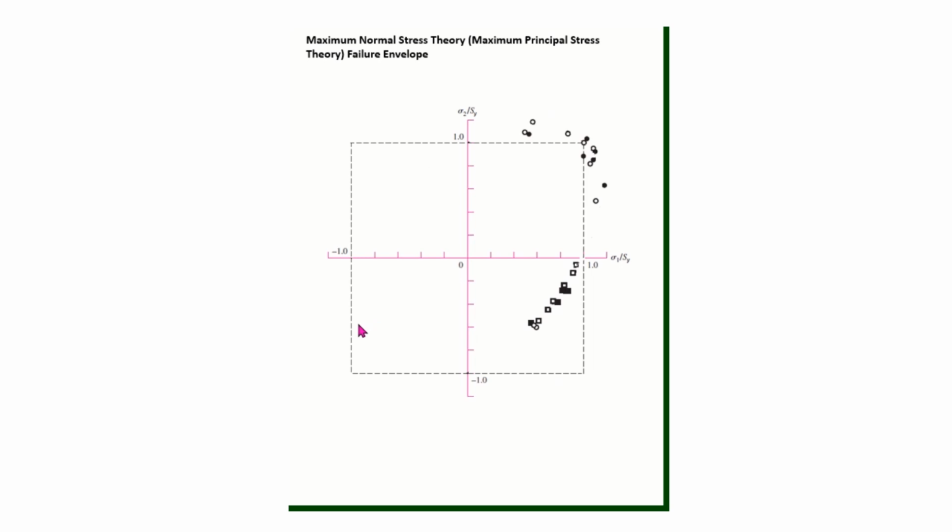We remember that the failure envelope for the maximum normal stress theory looks like this square box. And we see here that it's a conservative method, but when sigma 1 is positive and sigma 3 is in compression, we have a negative. This here is listed as sigma 2, but it should represent sigma 3, or the leftmost principal stress.